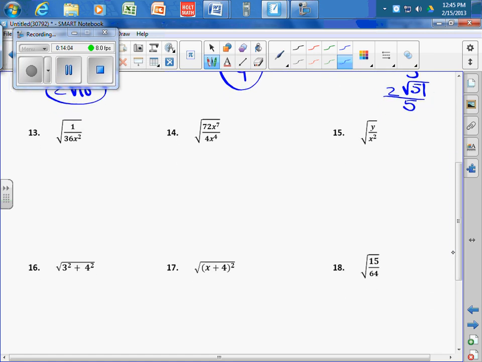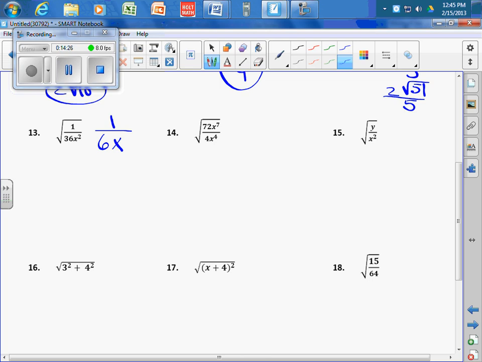In number 13, the square root of 1 is 1. The square root of 36x squared is 6x, but now keep in mind where they are in terms of the fraction. The 1 is in the numerator, the 36x squared is in the denominator, so when you take the square root of it, it will be in the denominator, so 1 over 6x is your answer.